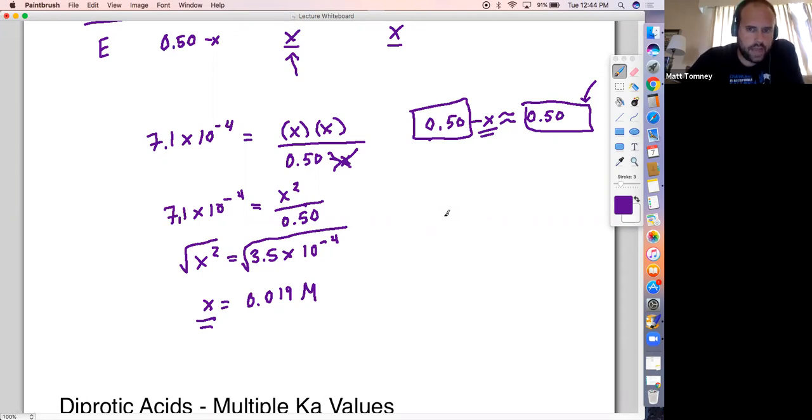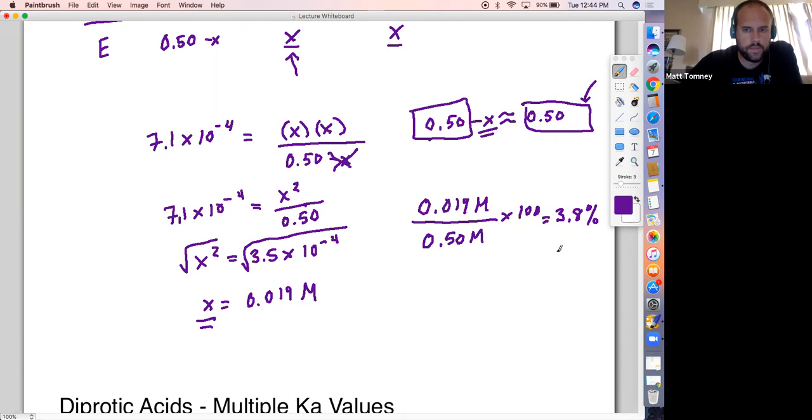So the way that I would do that is, it's almost like a percent ionization. I would say, all right, I have 0.019 molarity, which is x, over 0.50 molarity. I need to times that by 100 if I want to check the percent, because it'll come back as a decimal. And I end up with 3.8%. And you can put these numbers into a calculator and just confirm as we're going along. Okay? So because this is less than 5%, I get a pass here, and I do not have to solve my quadratic formula. I can move forward.